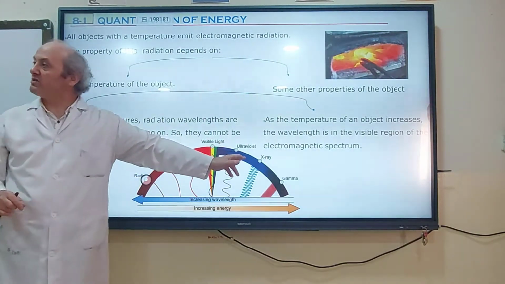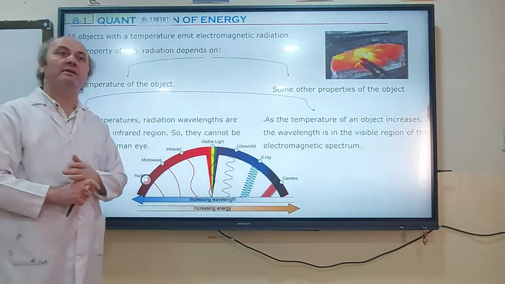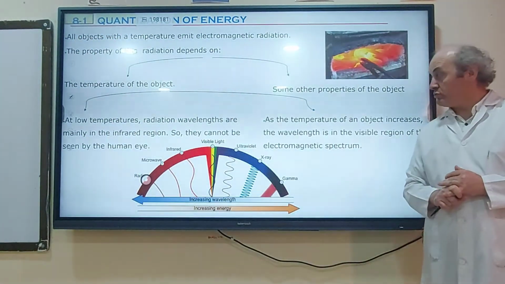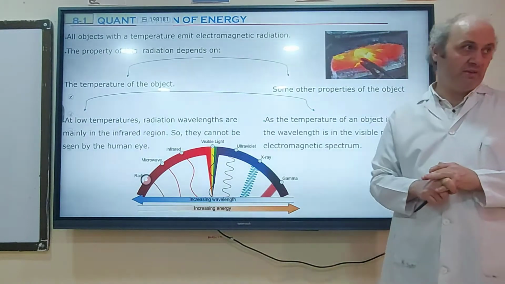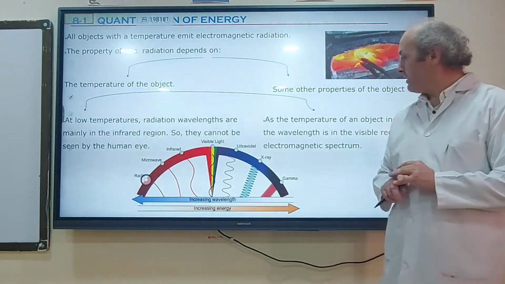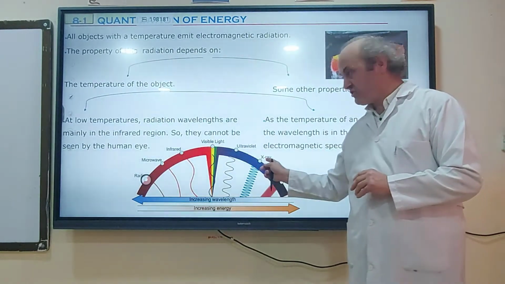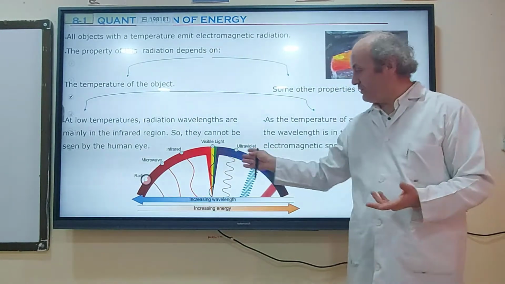After that, ultraviolet. Ultraviolet comes from the sun mostly. It's also vital for vitamin D synthesis in the human body. And of course, high energy compared to the others. But X-rays are much higher in energy compared to the previous one.